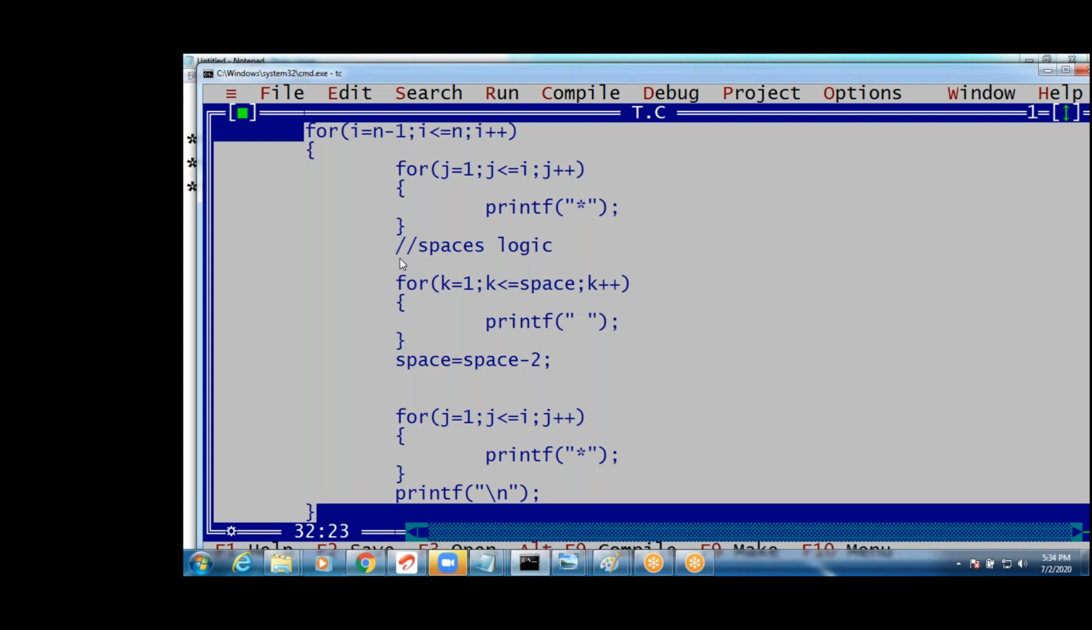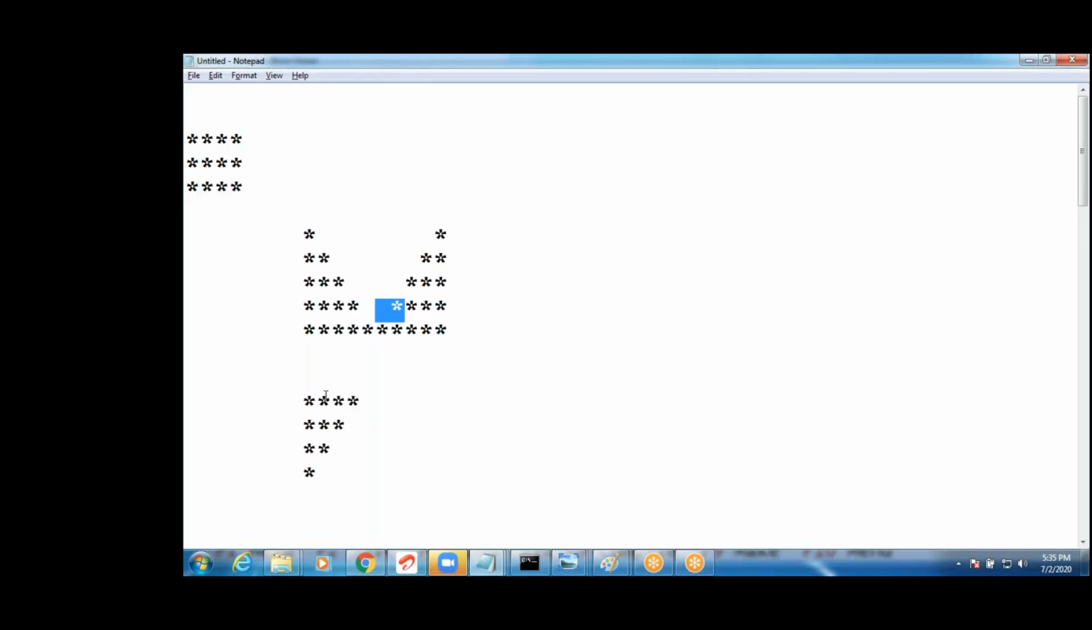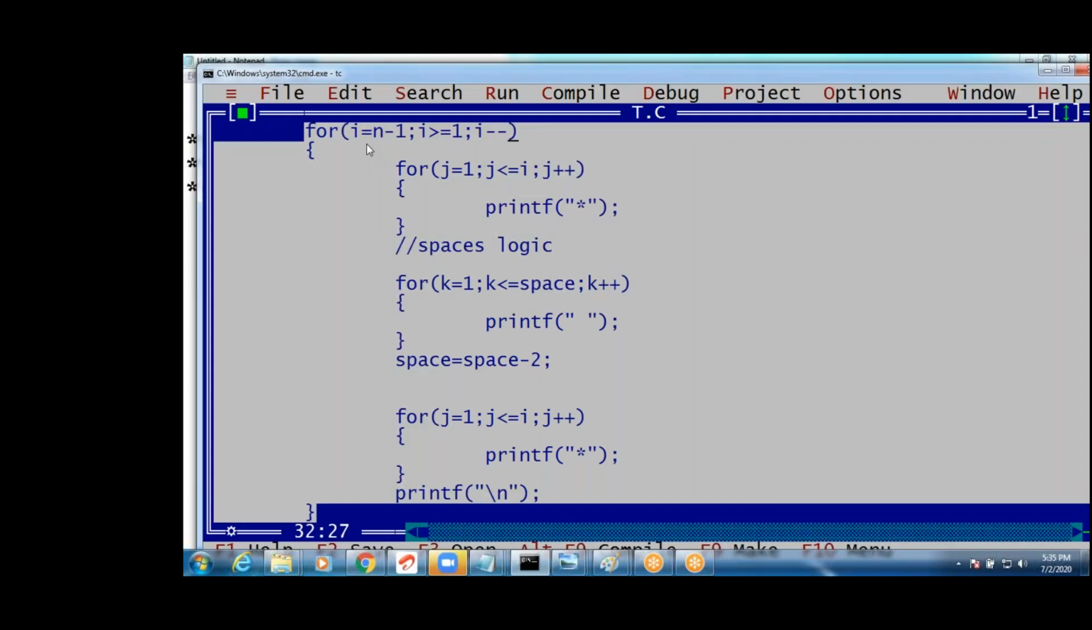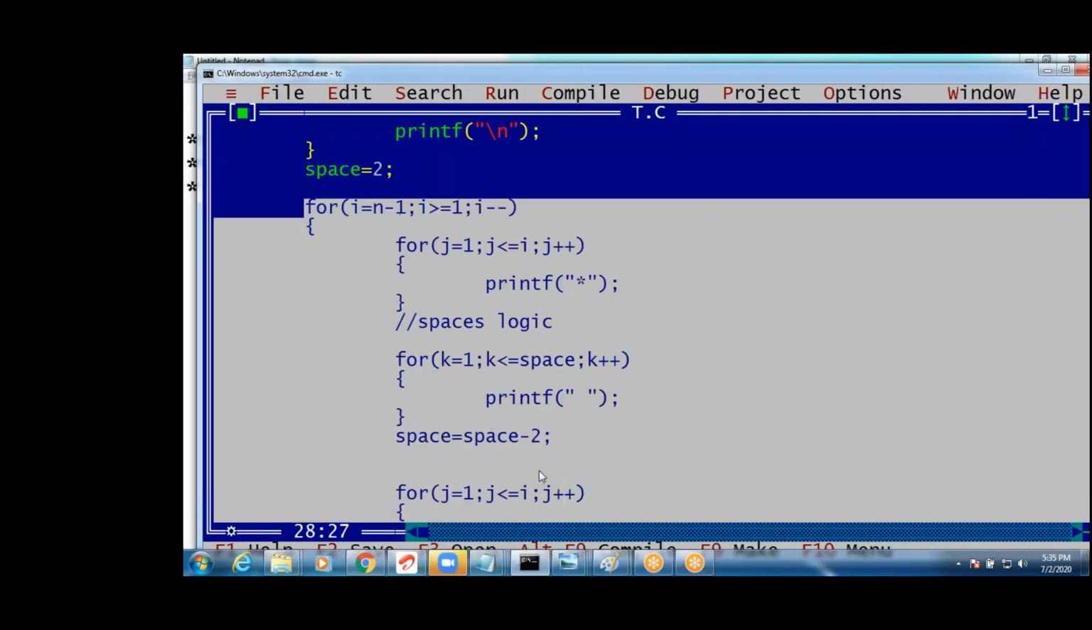Now once execute, guys. If I enter 5, got the output, right? Can I enter 10? Yes, we can enter 10. Same output. Butterfly pattern. Got it? Same butterfly pattern. First half and second half. You can simplify and you can write it.